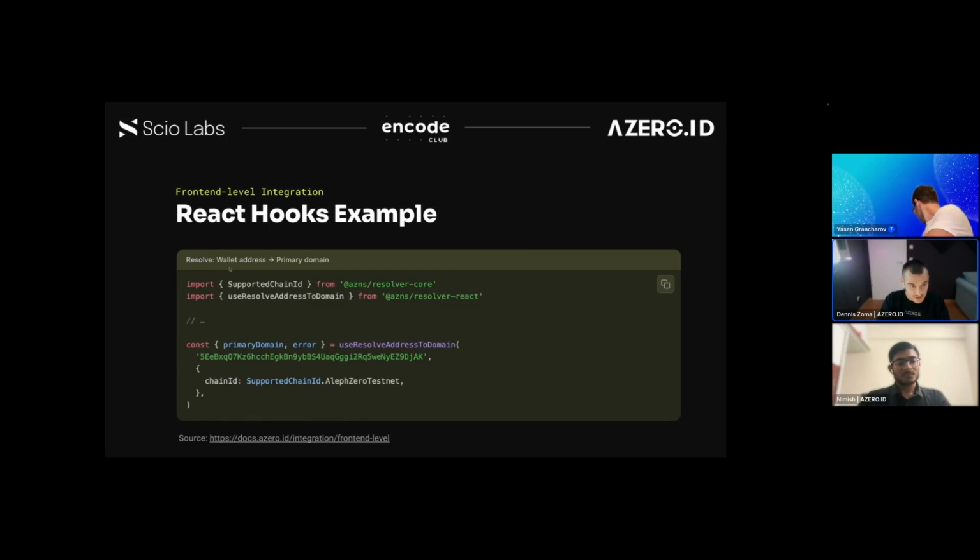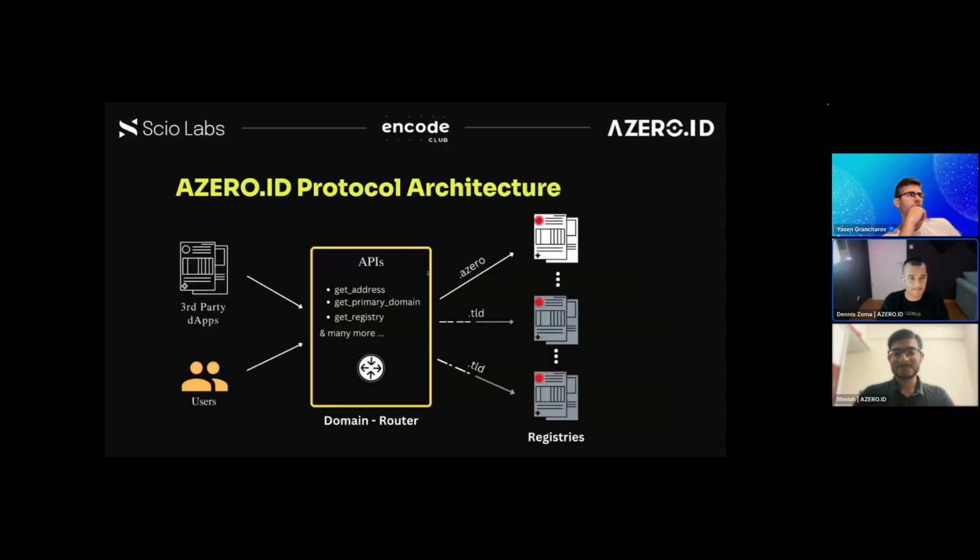I do the other way around here. I'm resolving a wallet address to a primary domain. This is the call: useResolveAddressToDomain. The other one is useResolveDomainToAddress. That's a hard-coded address I'm providing, and again the options object, and then it's the same as I said previously: either there is a primary domain or an error, non-undefined. You also see at the top that I'm importing this function from the resolver React package and this enum from the resolver core package, so you actually need to install both of them.